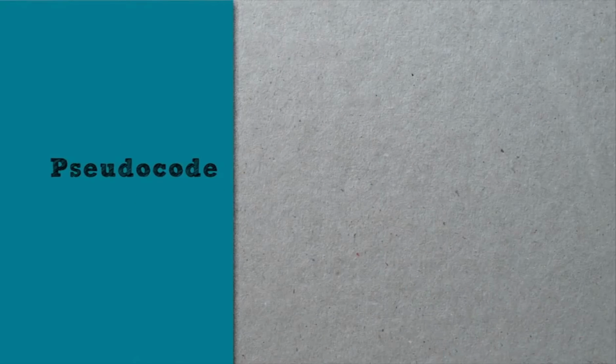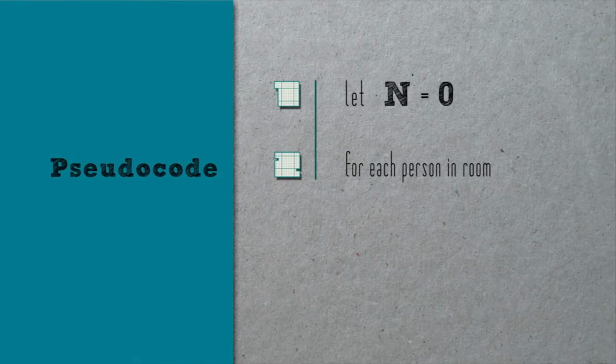In fact, let's try to express it a bit more formally in pseudocode, English-like syntax that resembles a programming language. Let n equal 0. For each person in room, set n equal to n plus 1.